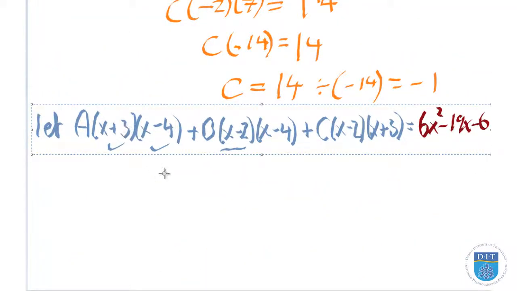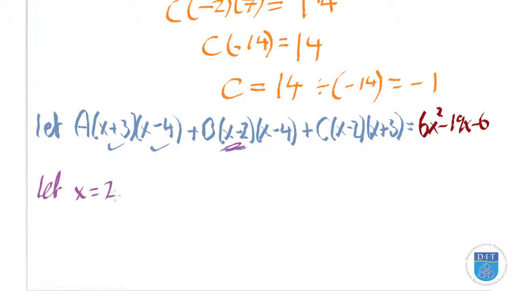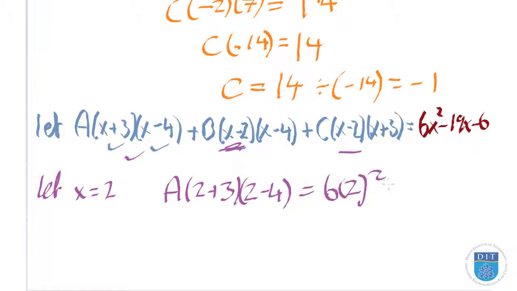There we go again. I'll do it in red, it hardly matters. Concentrating on this term this time, let x equals 2. So that's going to go, and that one's going to go. So this is what I'm left with: A by 2 plus 3 by 2 minus 4 equals 6 by 2 squared minus 19 by 2 minus 6.